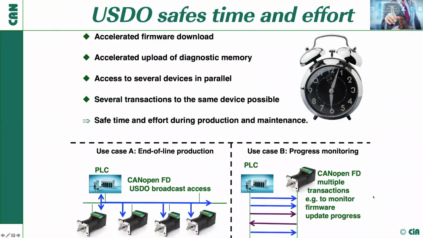Here are just some ideas of when it can be beneficial to use this USDO, for example, for accelerated download of firmware and configurations. And you see here the use case in end-of-line production. In classic CANopen, this would be single SDO accesses. In CANopen FD with the USDO, this is exactly one access. And how much time you gain increases with the number of devices you add to this network and configure, because for classic CANopen, this would always be single accesses from device to device, and here we do everything with one broadcast access.